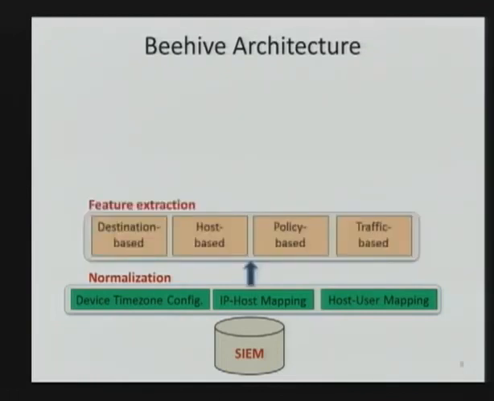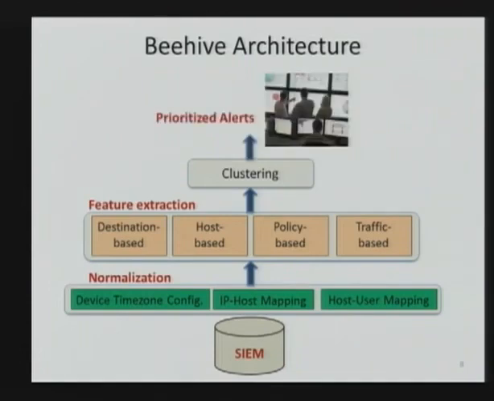After this, Beehive extracts features from the logs to characterize network communications from the enterprise. We broadly group our features into 4 categories: destination-based, host-based, policy-based, and traffic-based. We represent each internal host as a feature vector, and then we cluster the hosts to find those with similar behaviors, and also to identify outliers that are just behaving differently from the vast majority of hosts. And we generate incident reports for these outliers that are later examined by a human analyst. So I'll go through each of these layers and then finally present results on the evaluation of this system.